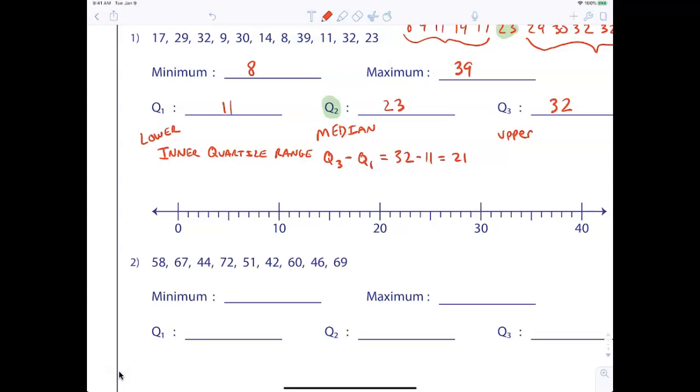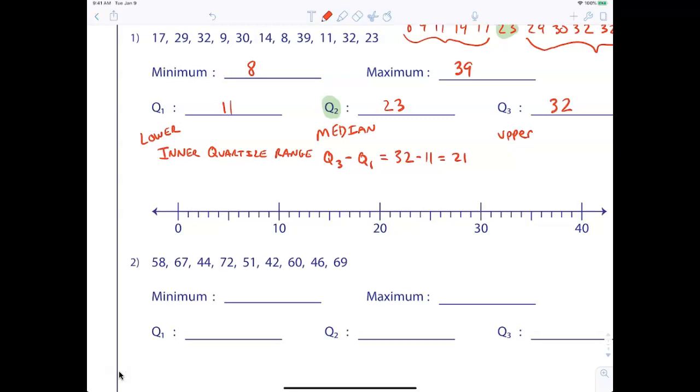What's that different from the regular? The regular range is the highest minus the lowest. So listen to me. Sometimes it's important to understand where the 50% of your data is. So what does that mean? 50% of your data is between what? 32 and 11. You understand what I'm saying, right?